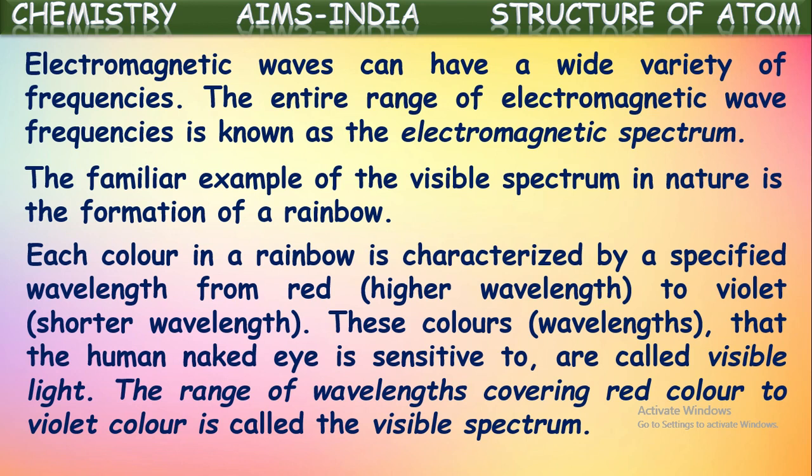These colors that the human naked eye is sensitive to are called visible light. The range of frequencies which can be seen by the naked eye of humans is called visible light and the visible spectrum. The range of wavelengths covering red color to violet color is called the visible spectrum. Okay, these we can see. So the color spectrum which we are able to see is called the visible spectrum.